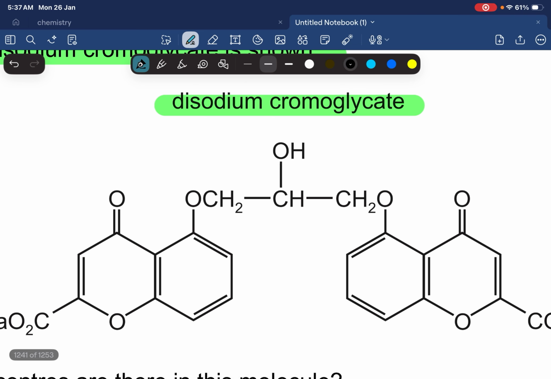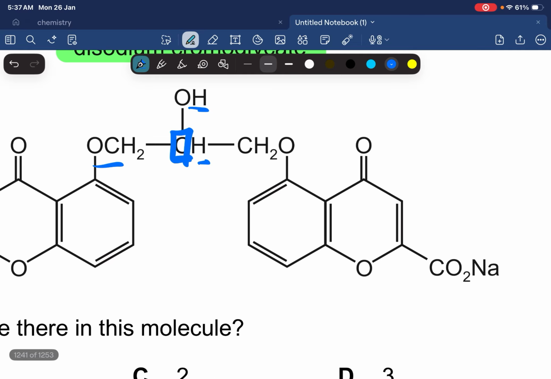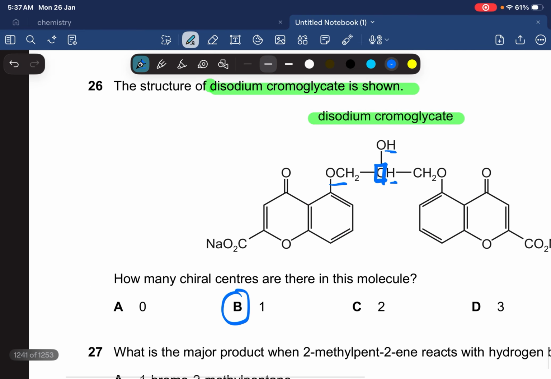This carbon seems like a chiral center. This one right here, if you guys agree, look, it has 4 different groups: one H, one OH, one this thing, and one this thing attached to it. So one chiral center, and then we have, you only have one chiral center in it. Only one.